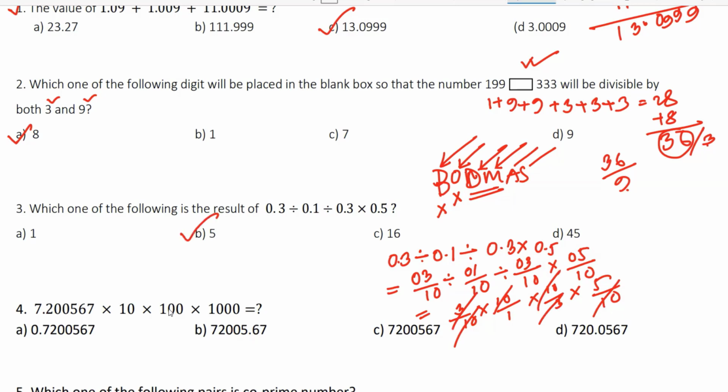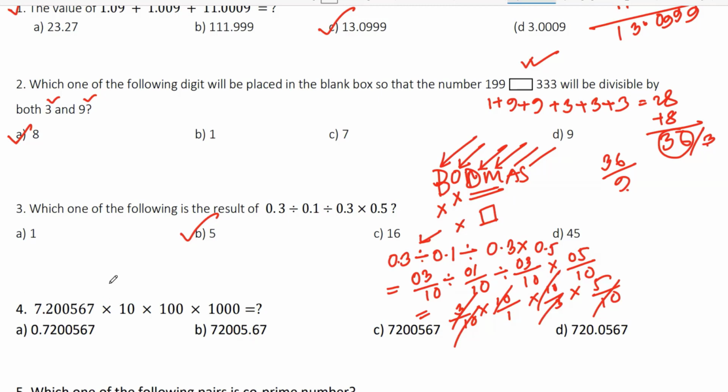So step 1, the decimal numbers are converted into fractions. Then the divide sign is converted into multiply, and the right-side fraction is inverted: the numerator becomes the denominator and the denominator becomes the numerator. Now all are multiplication signs, then do the simplification. You will get the answer 5.